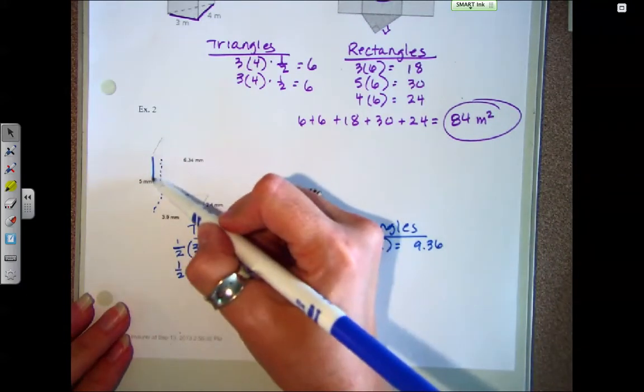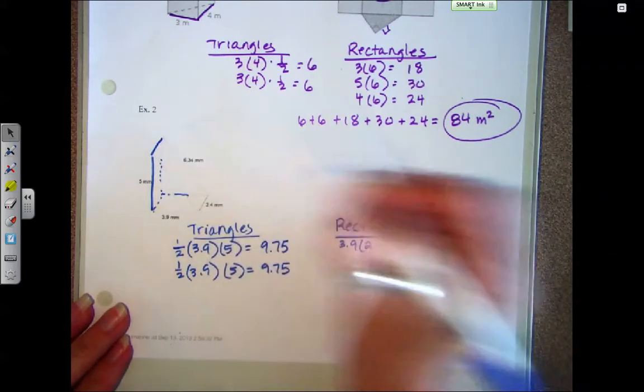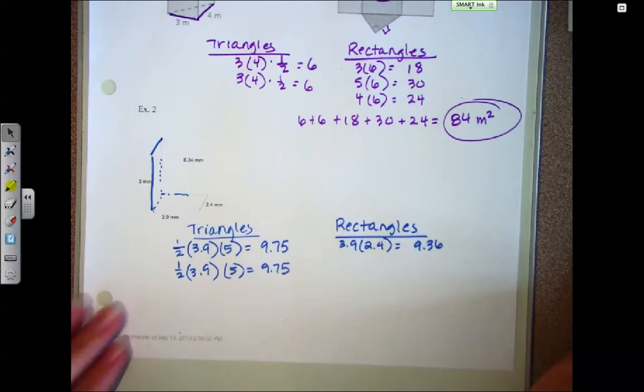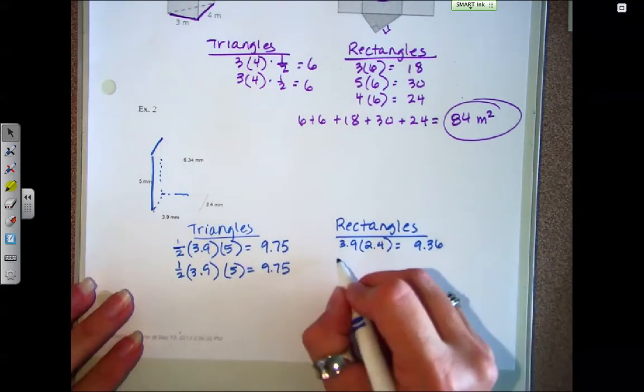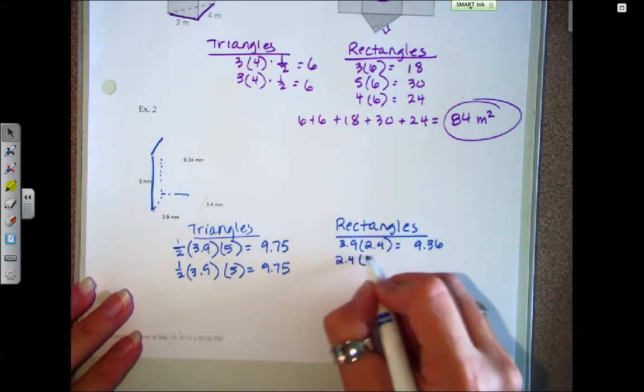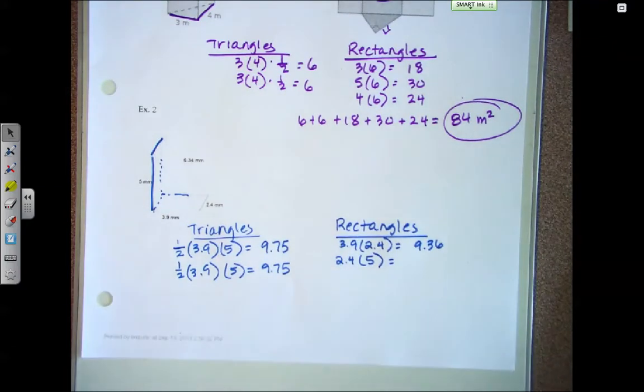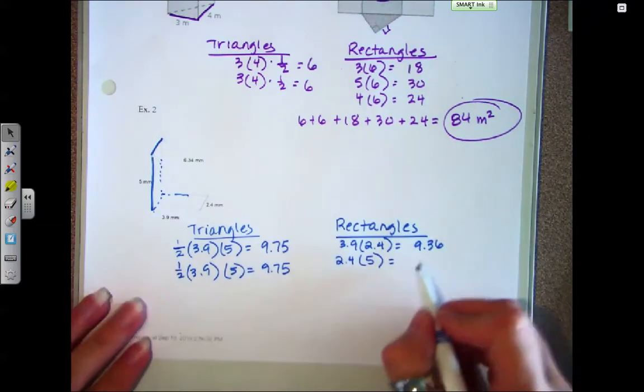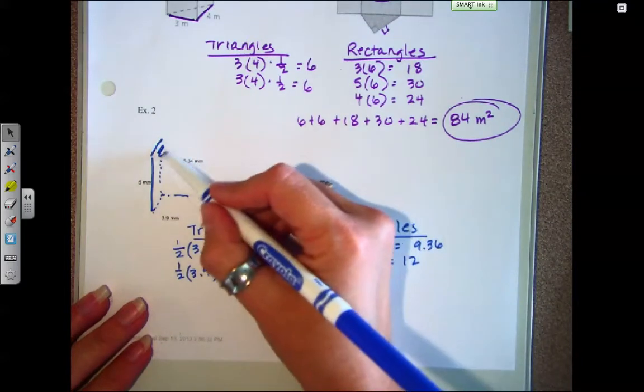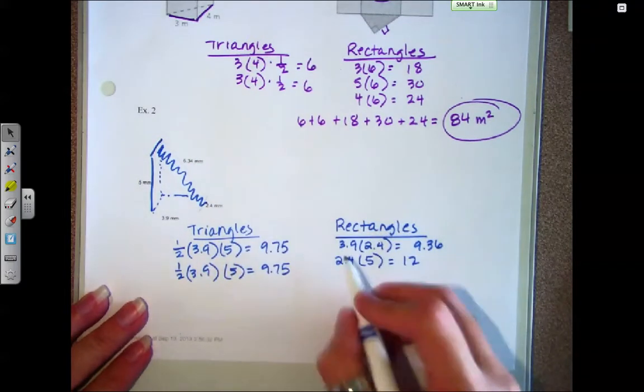You have a rectangle that's on the back side. 2.4 times 5. 2.4 times 5 is 12. And then you have the one that's slanted on the front face of it. 6.34. Nice.